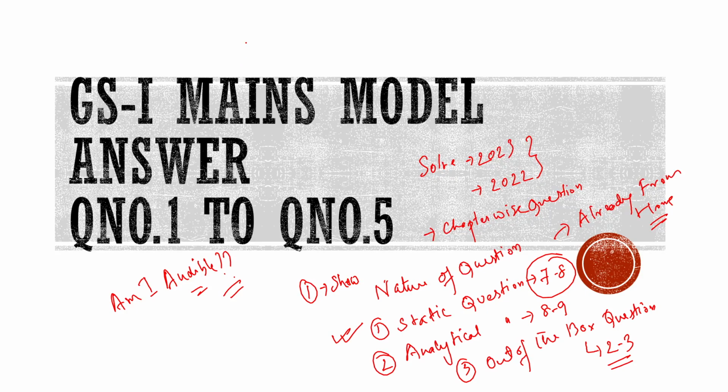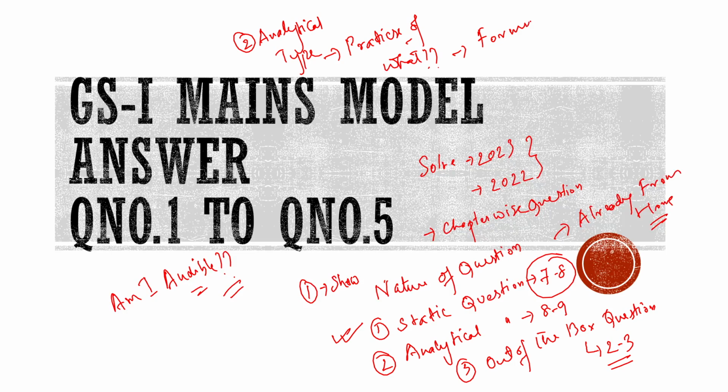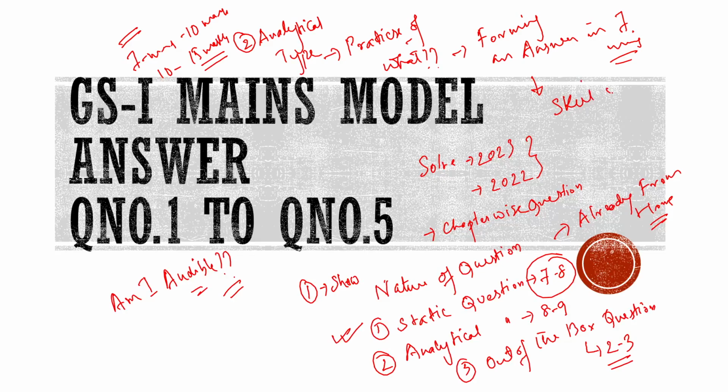Okay, now the second type, that is the analytical type. Analytical type, you need a bit of practice. Practice of what? The main important thing is practice of forming an answer in 7 minutes. Means you will be given a set of questions and you have to form that answer in 7 minutes for 10 markers and 10 minutes for 15 markers. So in analytical questions, what is required is the skill of answer writing.